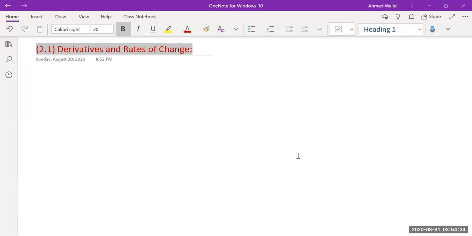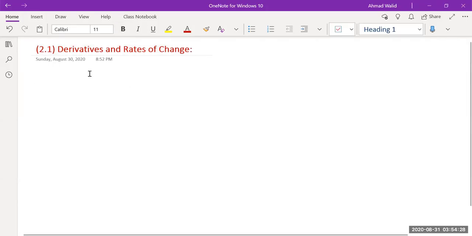Okay, hello all. Let's start chapter 2. Our chapter 2 is 2.1 derivatives and rate of change. We are done with the first topic of calculus, which was limit. Now, slowly, we are moving to learn derivatives. What is a derivative? What does it mean?